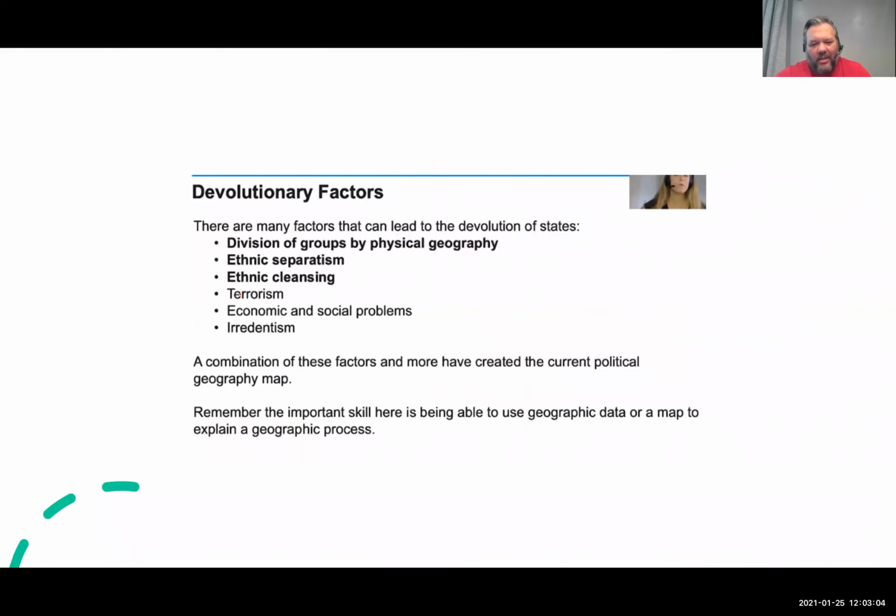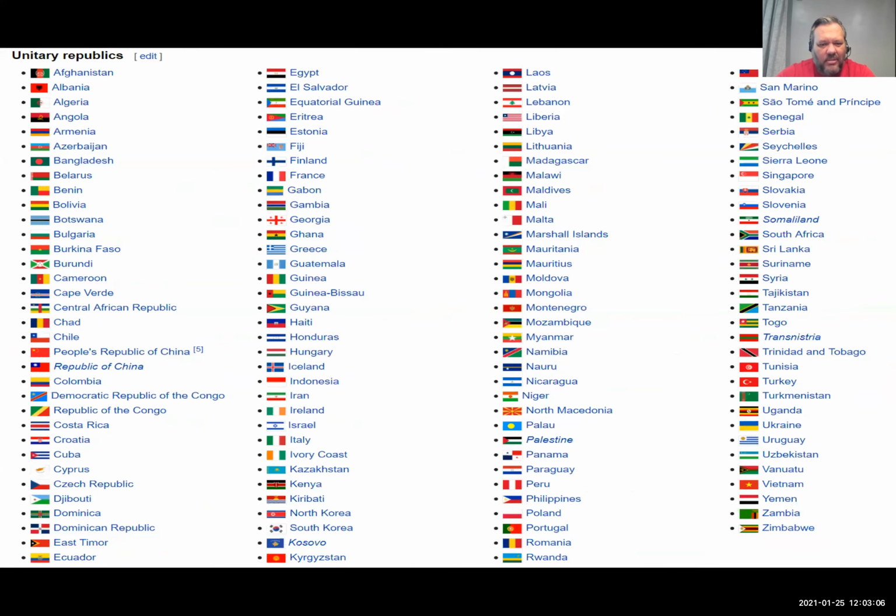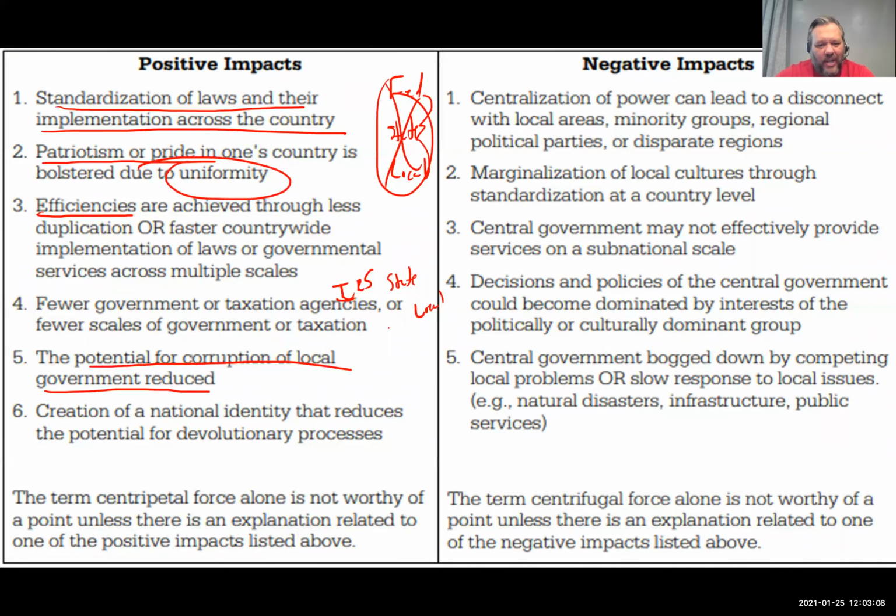And then finally, we have creation of national identity that reduces the potential for devolutionary processes. And so, if you have a country and everybody's on the same page doing the same thing, all the laws are the same, this idea of devolution is going to be much lessened, because remember, devolution is saying, hey, this group wants some more power, and so if everybody's doing the same thing, that is possibly lessened.